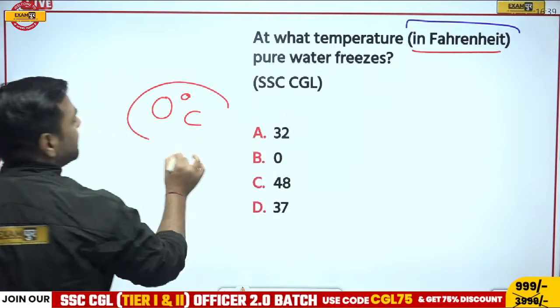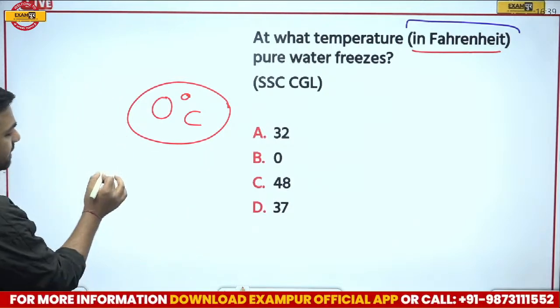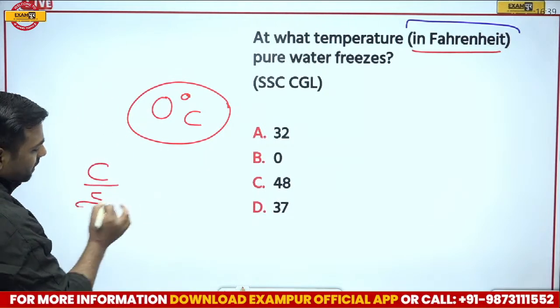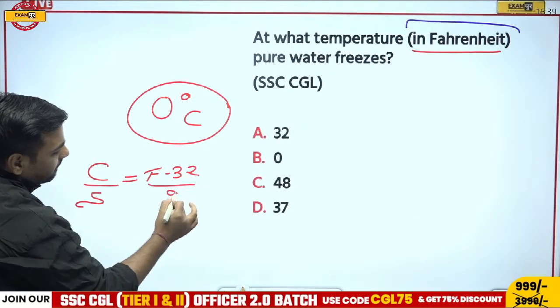This was for degree centigrade. Now let's have a look. What is the formula for the conversion? The formula is C/5 = (F - 32)/9, right?